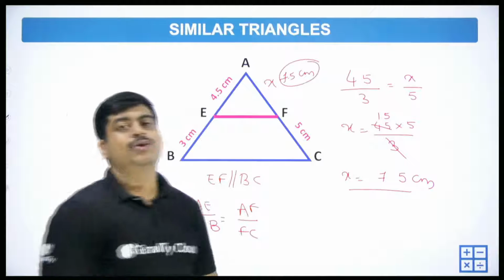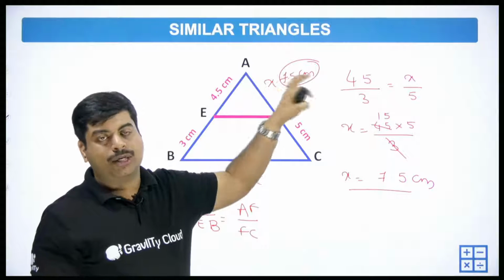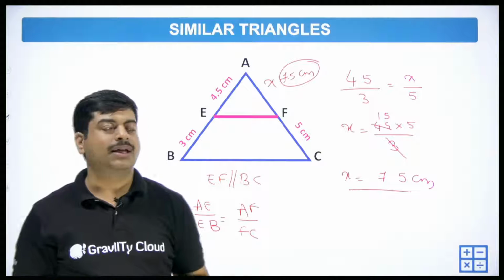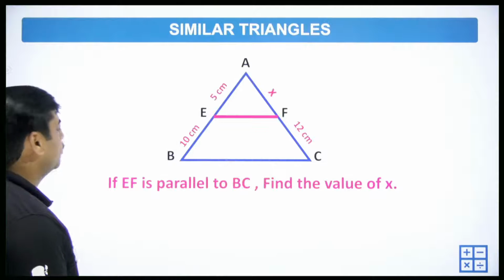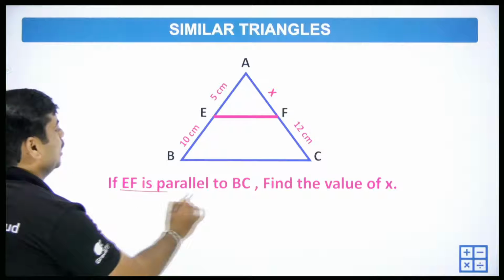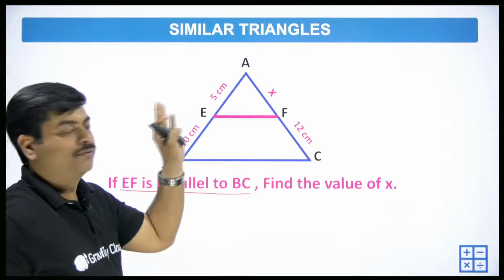So that is how we can use the basic proportionality theorem to get the values of unknown ratios and unknown side lengths. Let's try one more application based on that so that you can understand it better. If EF is parallel to BC, find the value of x. We need to find this value of x.